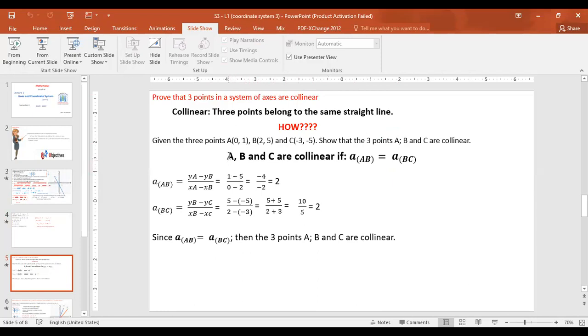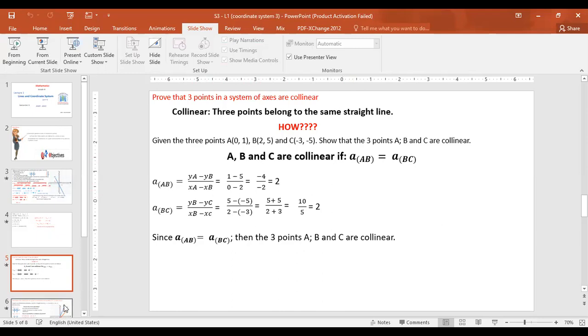So if we take the first 2 points A and B, if we find the slope of AB, and if we find the slope of the second point with the third point BC, so if the slope of AB is equal to the slope of BC, then the 3 points are collinear. And we know the rule how to find the slope of a straight line. We learned it in coordinate system 1. So if we are finding the slope of line AB, it's equal to YA minus YB over XA minus XB.